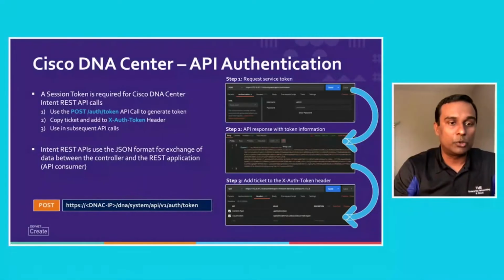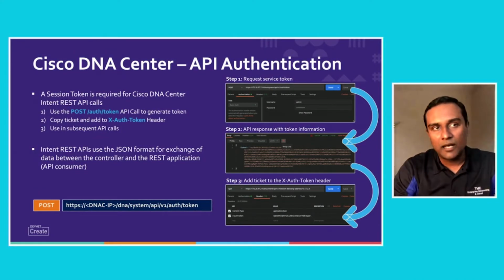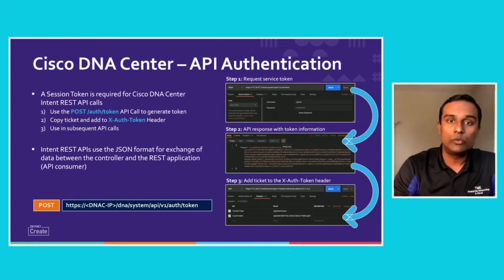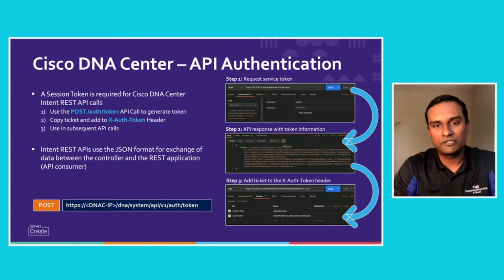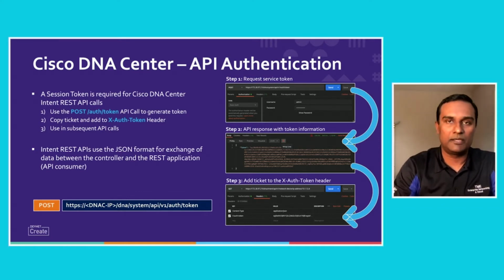All of the APIs on DNA Center are authenticated. So any API call that you make will need to be authenticated. The very first API call that you make is to get your session token. And for that, we are using basic authentication. So you will need to provide your username and password, and given that you get your token, and then for every subsequent DNA Center API call, you will need to use this token, and this will be added as part of the X-Auth-Token header.